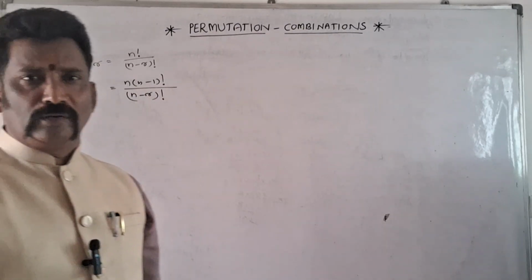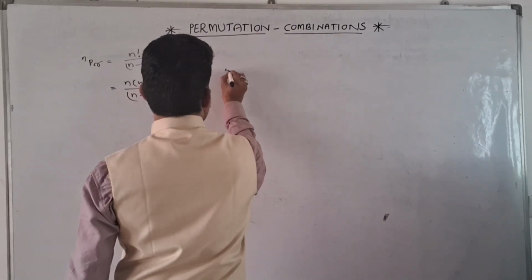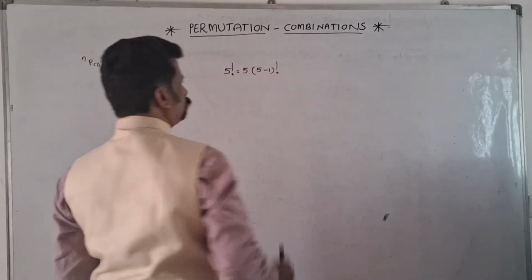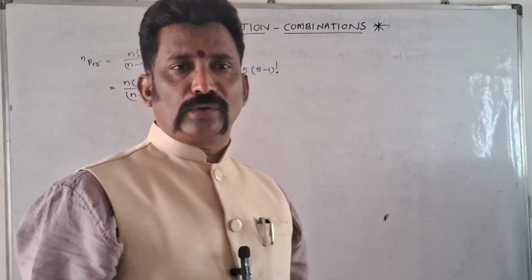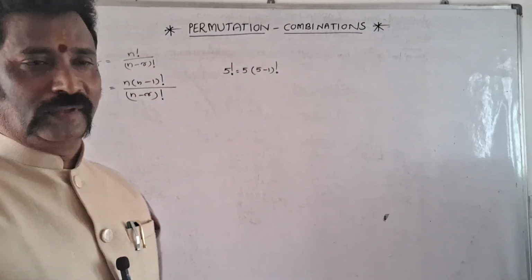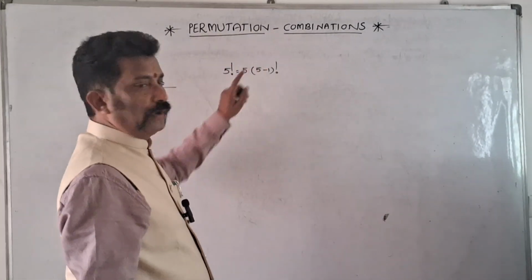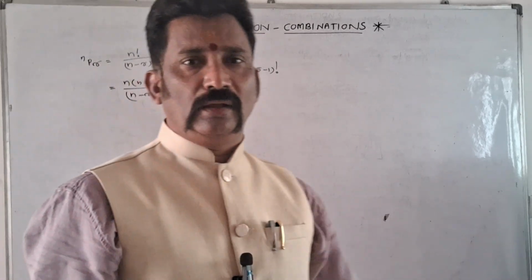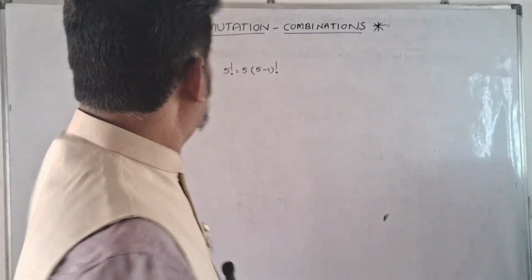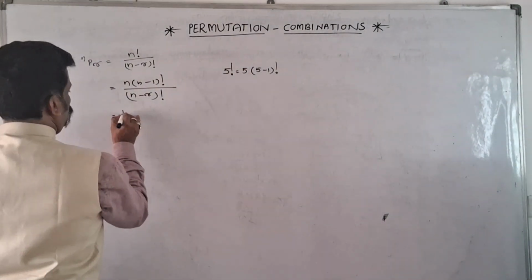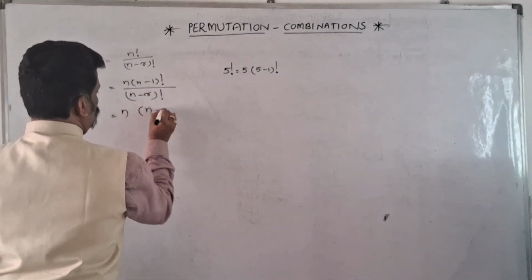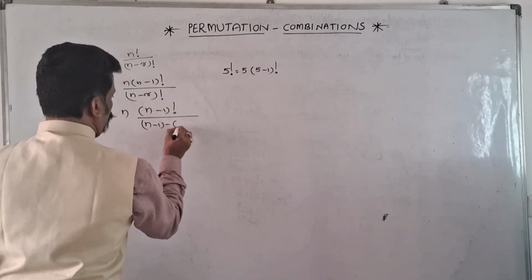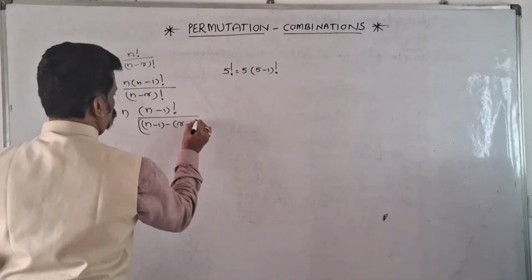Got it? So look at this: 5 factorial is equal to 5 into 5 minus 1 factorial. n factorial is equal to n into n minus 1 factorial. You just have to act according to the statement of the question. So now this is equal to n into n minus 1 factorial by n minus 1 minus r minus 1 factorial.